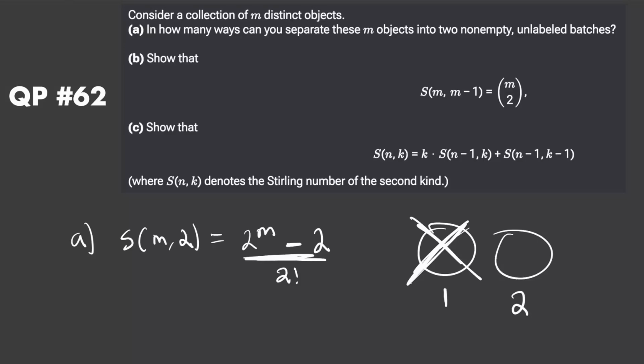And that one was pretty simple. This is going to be our final answer, right? (2 to the m minus 2) over 2. We know that's just equal to 2 to the power of m minus 1, minus 1, and that's going to be our final answer for part A.